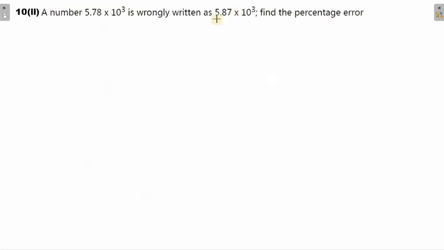Right, so we have another question, question number 10, sub number 2, which says a number 5.78 into 10 to the power 3 is wrongly written as 5.87 into 10 to the power 3. Find the percentage error. So basically this is the original number. The original number is given to be 5.78 into 10 to the power 3.